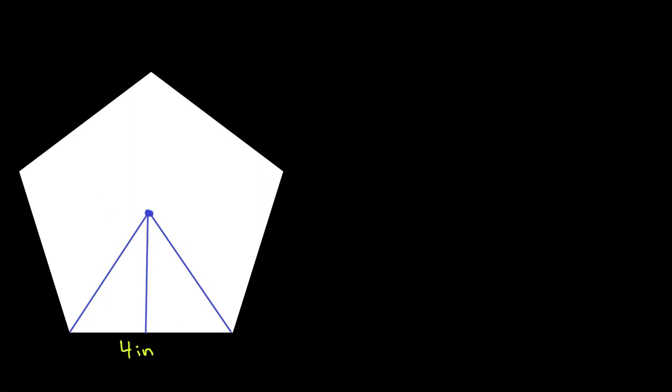Now I want to figure out what the angle of this triangle is right here, and you'll see why in a second. To figure that out, let's take 360 degrees and divide it by how many sides the shape has. In this case, it's 5. If you put this in your calculator, 360 divided by 5 is 72. So right here, this angle is going to be 72 degrees.